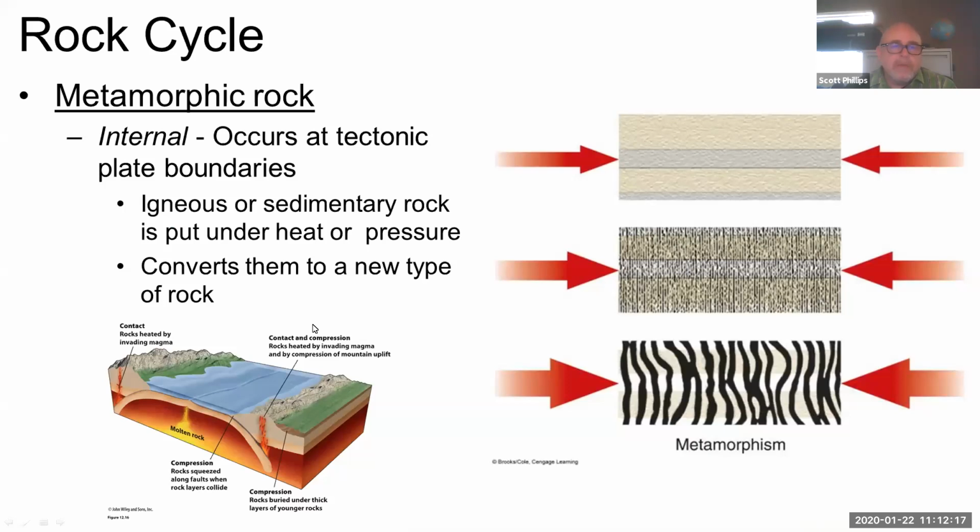The third type is metamorphic rock, and these are created when you take either sedimentary or igneous rock and put it under tremendous amounts of heat and pressure. So where continents are pushed together, or where you have volcanoes, or where you bury rock, the heat and pressure can change the rock from one form to the other. Here we have a type of layered sedimentary rock. Pressure is being put onto it from the sides, and that pressure can actually change the internal structure of the rock, resulting in a new type of rock.